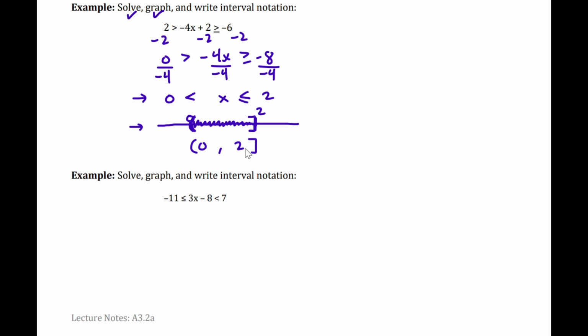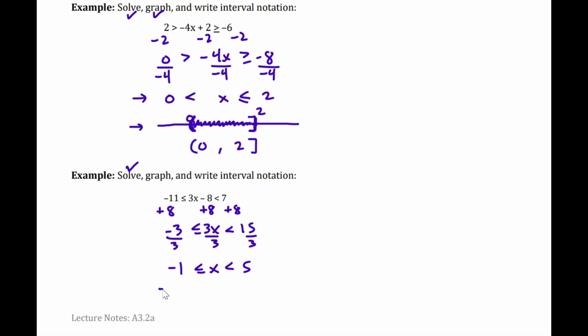And then for our last example, we'll isolate x again, so add 8 to all 3 parts. Then we'll divide through by the 3. X is now isolated, so it's solved.